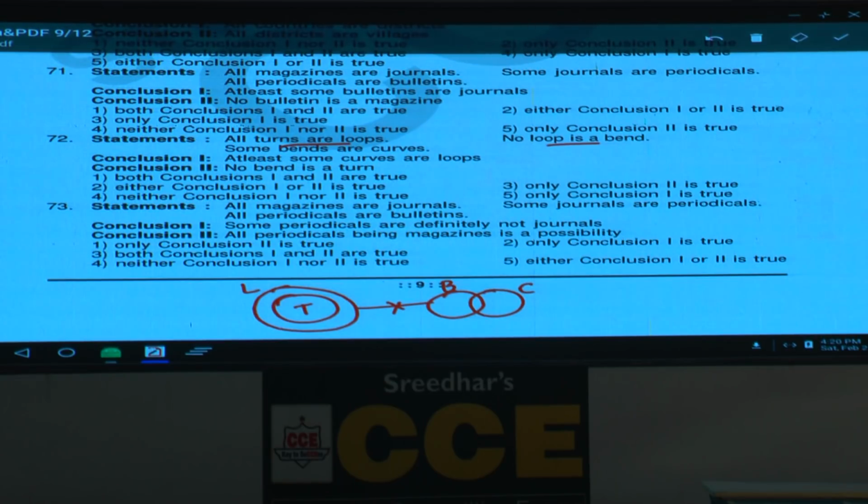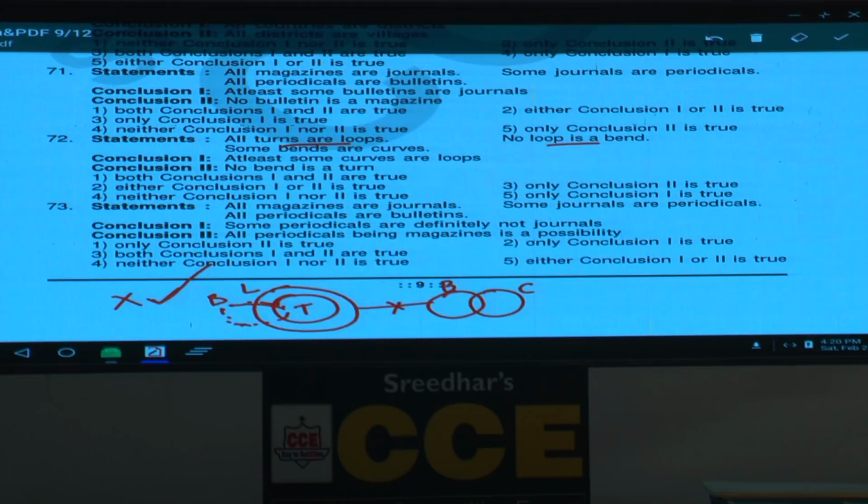Now the first conclusion, some curves are loops, is false. And the second one, no bend is a turn, is definitely true. As no bend is a turn is true, it is a negative conclusion. To make this one false, we need to prove some of the bends are turns. Now tell me whether we can draw bend like this. If you draw bend like this, then what happens? No bend is a loop will be false. Statement invalid, alternate diagram cannot be drawn, hence the second conclusion will be true forever.